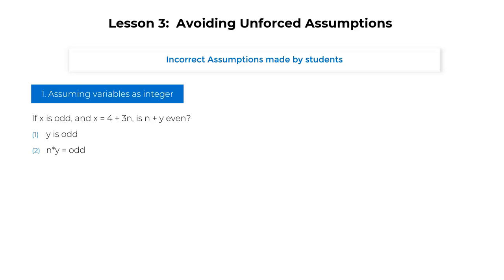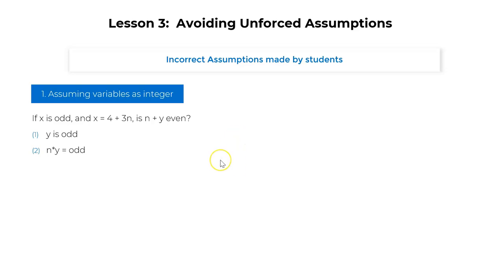I'm not going to solve it, but I'm just going to tell you what students assume, because of which they start making a mistake while solving the question. You can pause the video and read the question if you want to. Now, in this question, it is given that x is odd. That means it's an odd number. And a relation is given between x and n, that x is equal to 4 plus 3 times n. And we need to find out if n plus y is even or not.